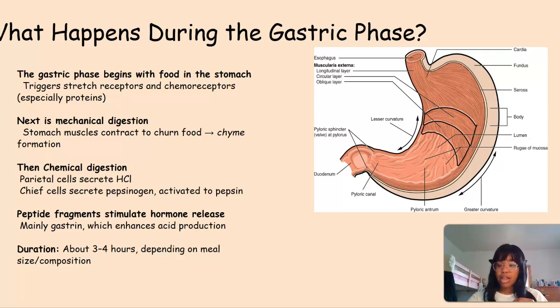Chemically, several cell types in the gastric glands go to work. Parietal cells release hydrochloric acid, which creates the low pH environment needed to denature proteins. Chief cells secrete pepsinogen, which is activated into pepsin by HCl and begins protein digestion. Meanwhile, the presence of partially digested proteins stimulates G cells to release gastrin, a hormone that further boosts acid secretion. Altogether, this phase typically lasts several hours and it sets the stage for efficient nutrient digestion in the small intestine.